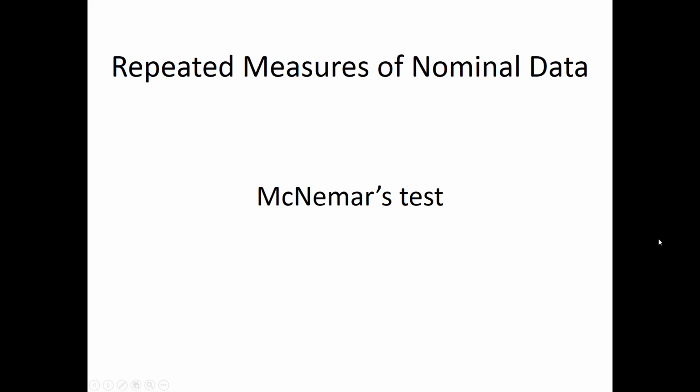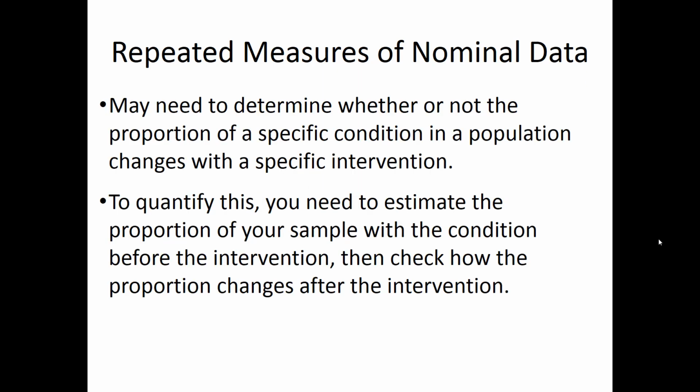Repeated measures of nominal data, McNemar's test. There are times when you may need to determine whether or not the proportion of a specific condition in a population changes with a specific intervention. To quantify this, you need to estimate the proportion of your sample with the condition before the intervention, then check how the proportion changes after the intervention.